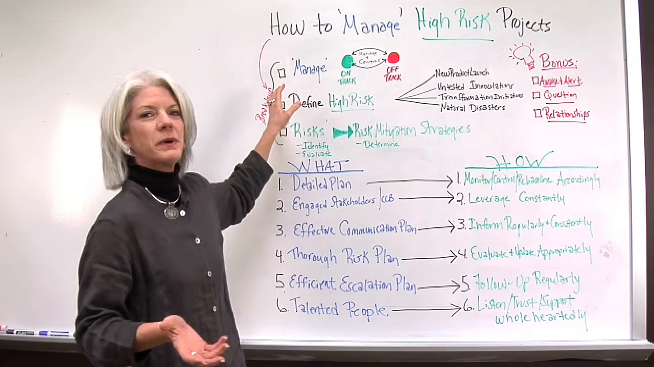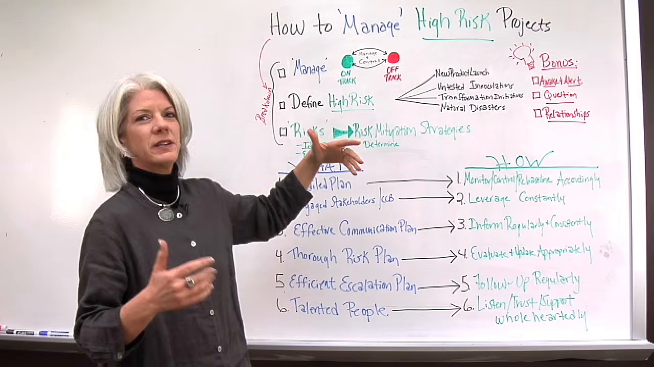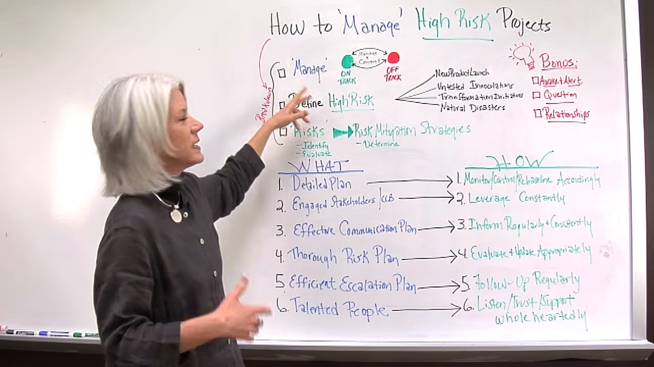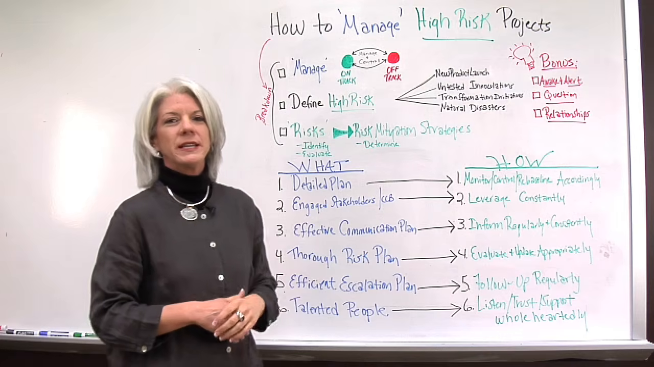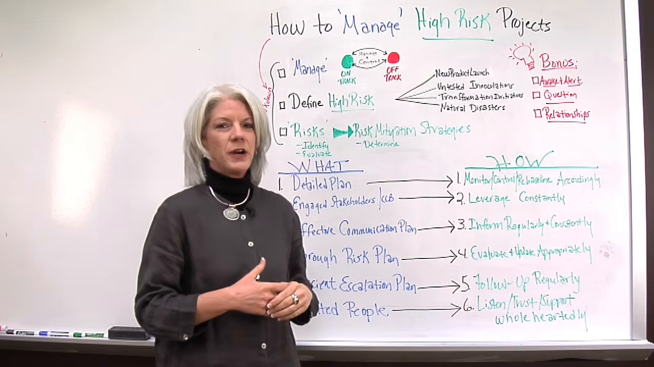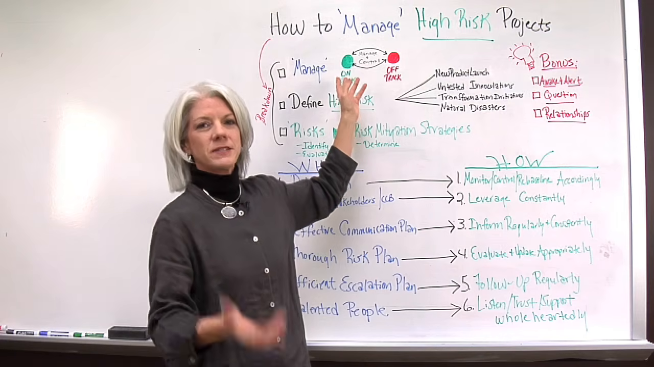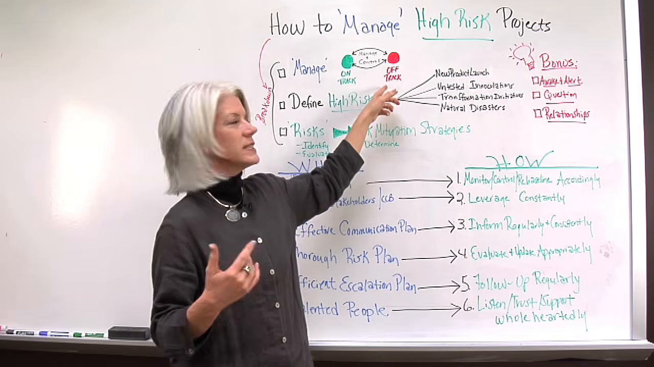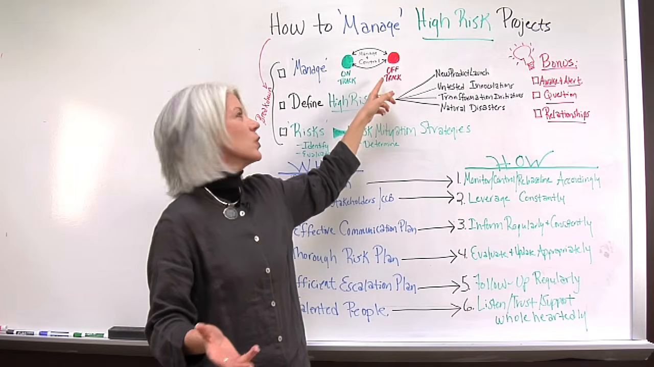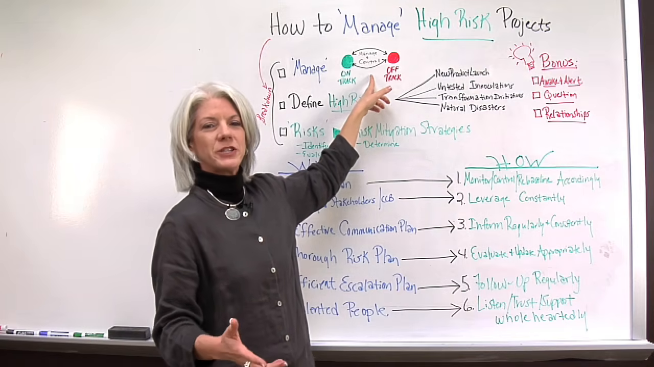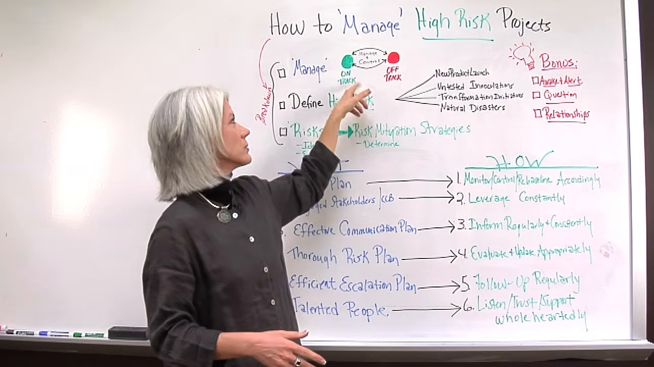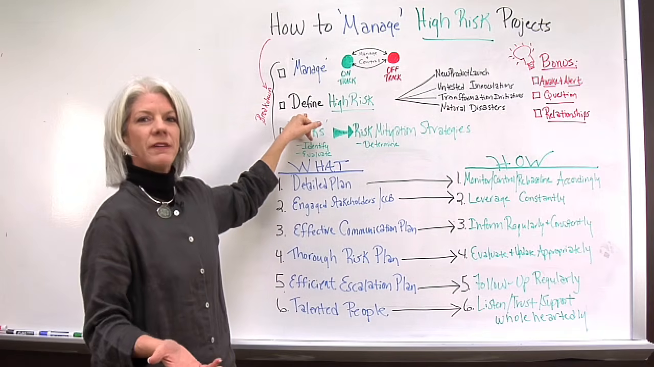So first of all, if we break this sentence down, it's how to manage high-risk projects. What does that mean? So managing, we know managing is just getting things back on track. So we're looking at if something is on track or if it's off track. If it's off track, what are the things that we do? How do we manage it and control it to get it back on track? And then we define high risk.